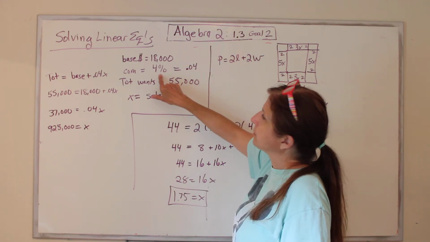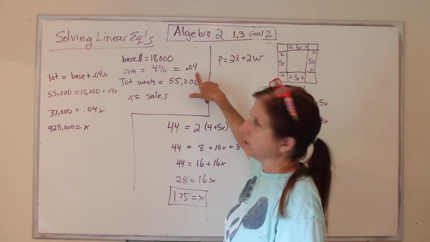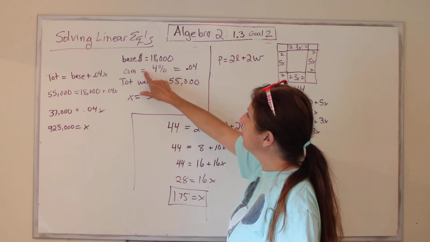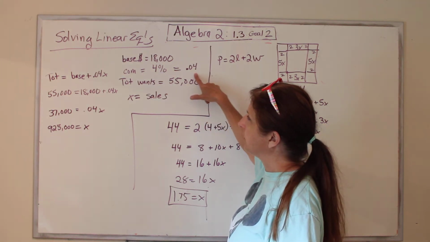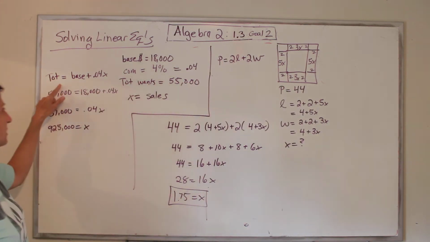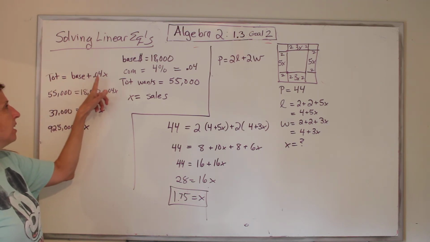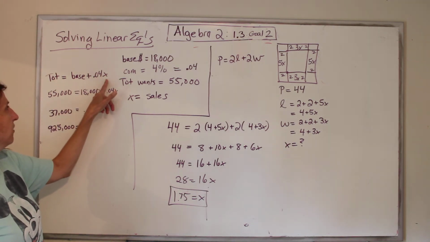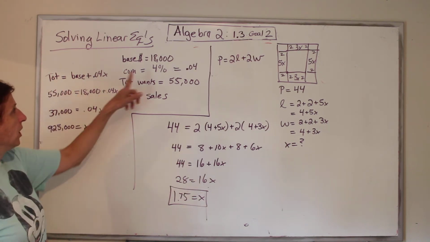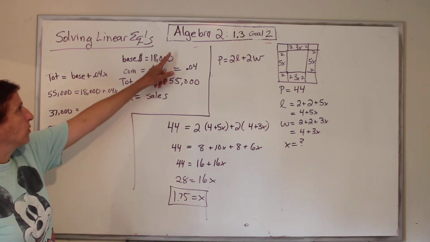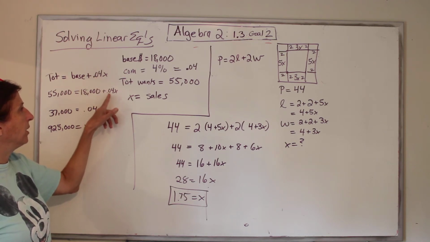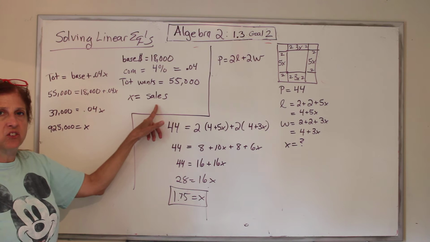Now, I don't use percents like this. They always have to be changed to decimal first. So my 2 zeros remind me to move my decimal 2 places that way, and that percent is a decimal as that. Now I can think about an equation. The total is going to be her base salary plus the commission times how much she sells. So now I substitute: for the total, $55,000, for the base salary, $18,000, for her commission, 0.04, and I put x for the sales because that's what we're trying to find.